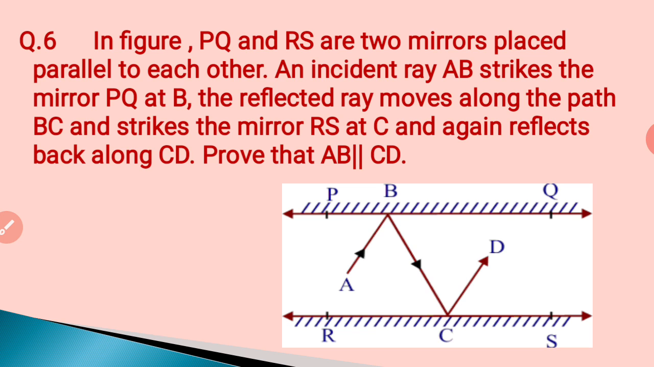Let me read the statement. An incident ray AB strikes the mirror PQ at B. The reflected ray moves along the path BC and strikes the mirror RS at C and again gets reflected back along CD. Prove that AB is parallel to CD. The first incident ray, that is AB, and the last reflected ray, that is CD, we have to prove them to be parallel.